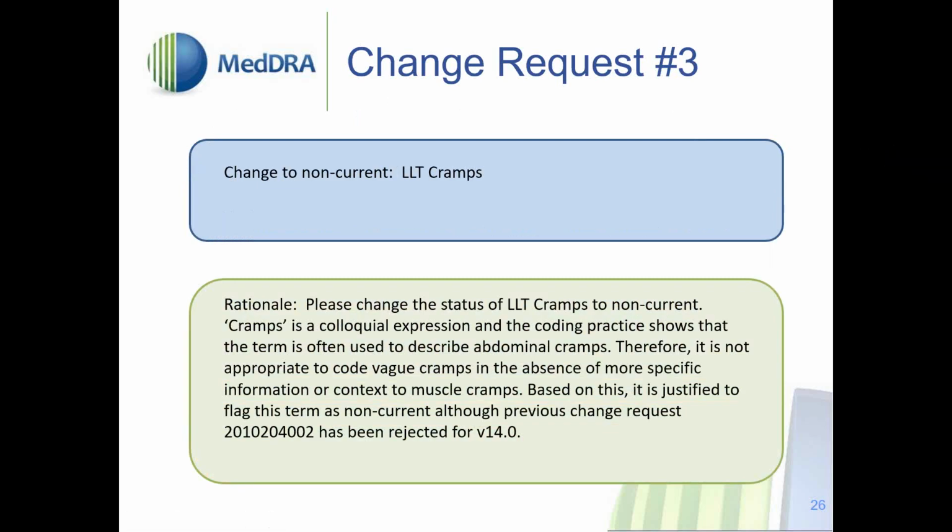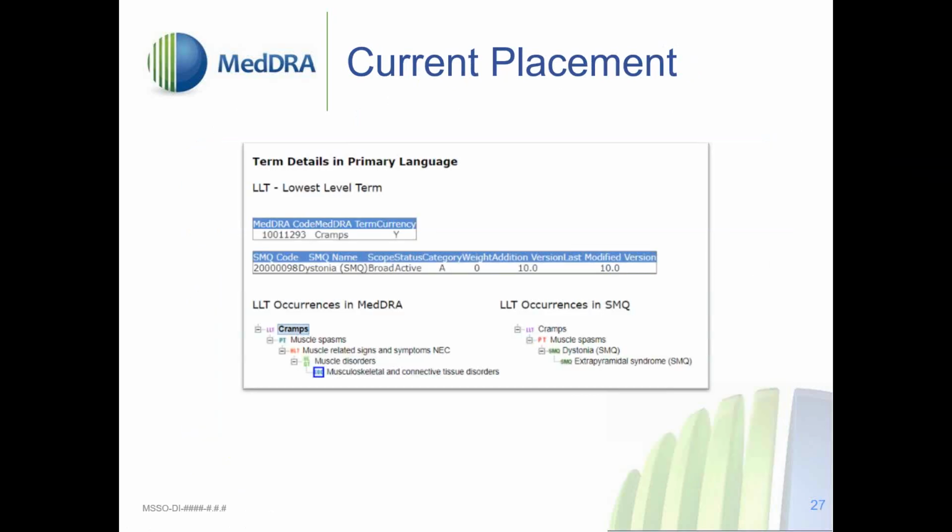The next example was to change a term from current to non-current. The request was to make the LLT cramps non-current, with the rationale that it's colloquial and coding practice shows that the term is most often used to describe abdominal cramps. Well, that was the view of the submitter. Therefore, it's not appropriate to code vague cramps, in the absence of more information or context, to muscle cramps. So what they're saying is the placement of this is to muscle cramps, and they'd like to flag it as non-current.